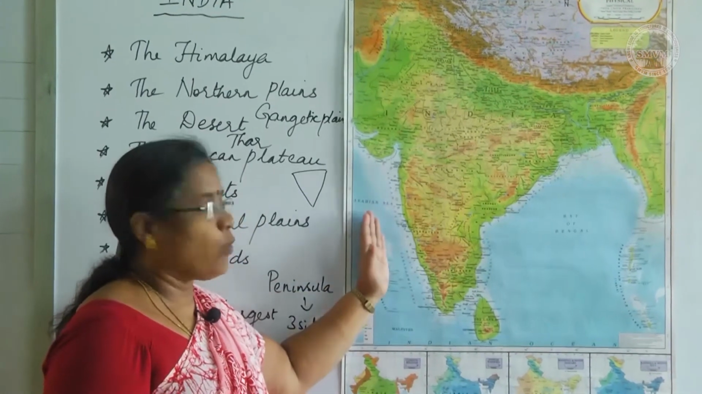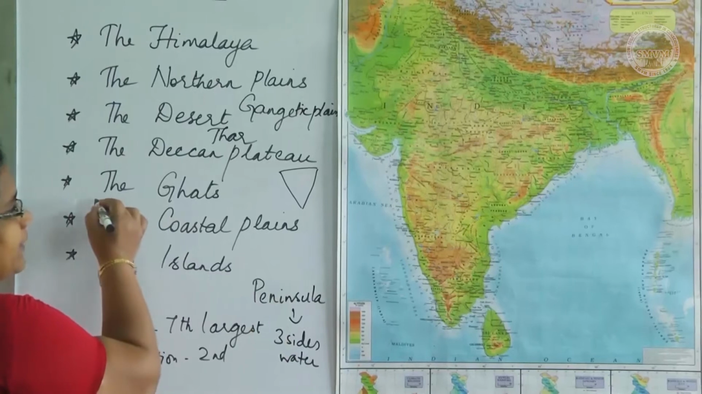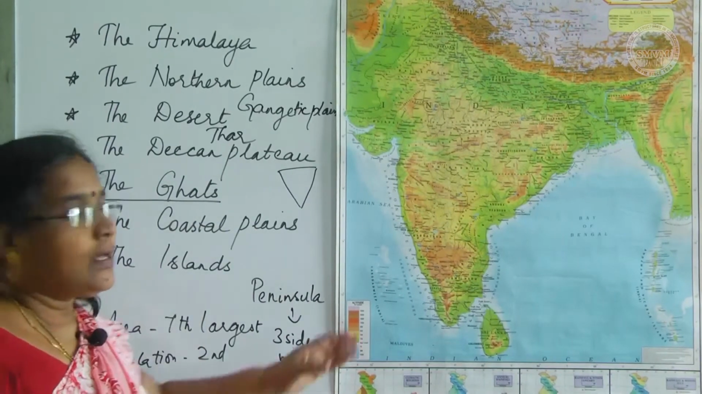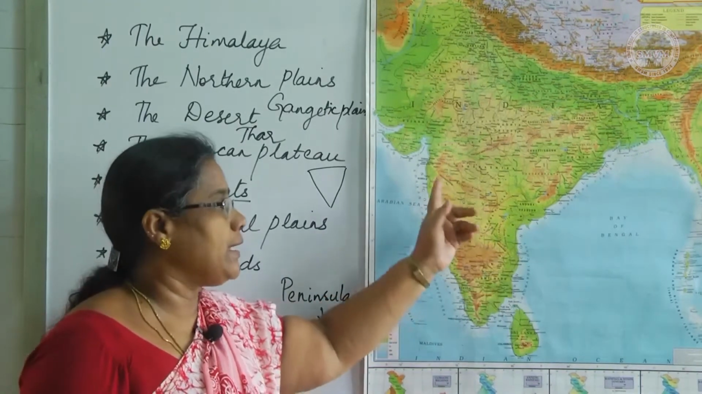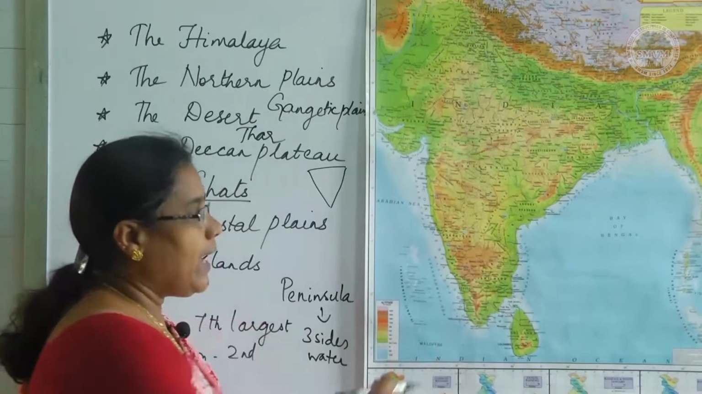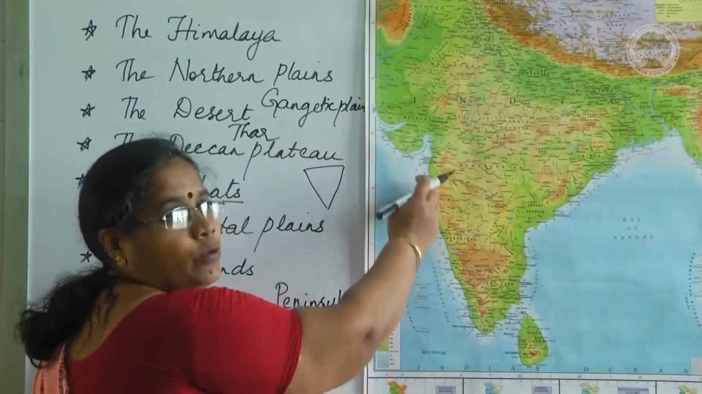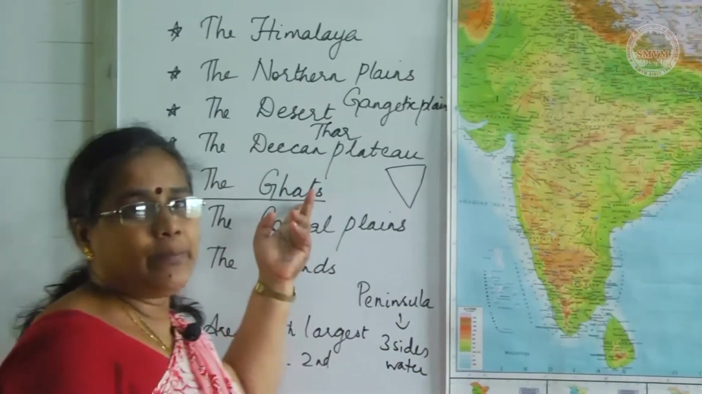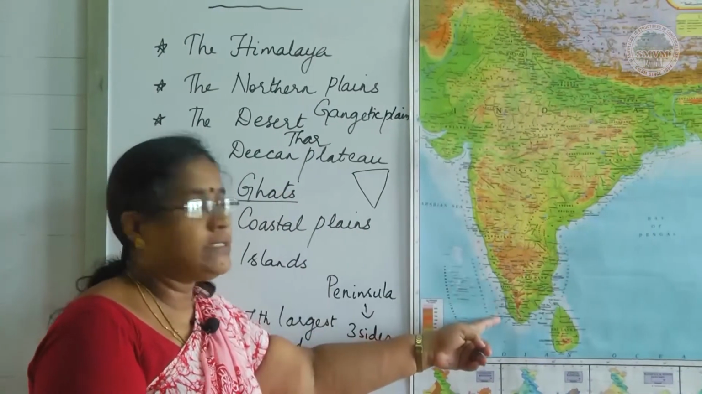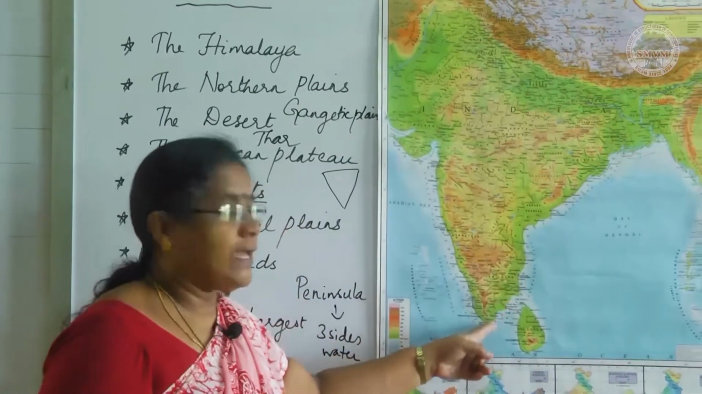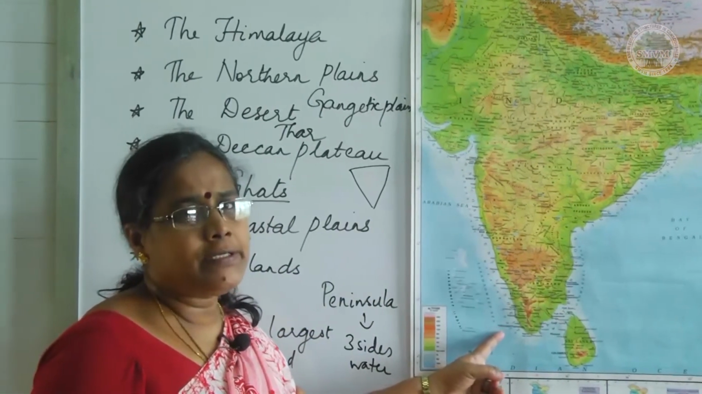When we talk about this peninsula, here is a plateau, here is a water body. In between these two areas, we have mountains which we call the Ghats. The mountains which lie between this plateau and the coastal areas are what we call the Ghats. The eastern side of the Deccan Plateau is called the Eastern Ghats, and the western side of the Deccan Plateau is the Western Ghats. Ghats are nothing but mountains, but not as high as the Himalayas. But we have a chain of mountains on this side and in this area also.